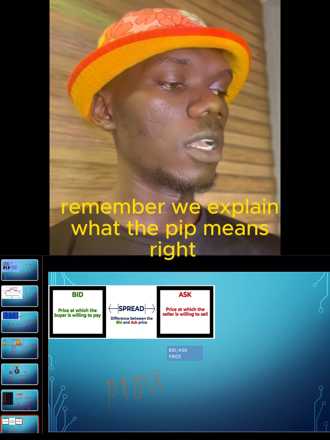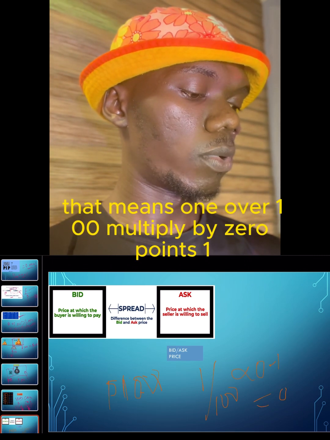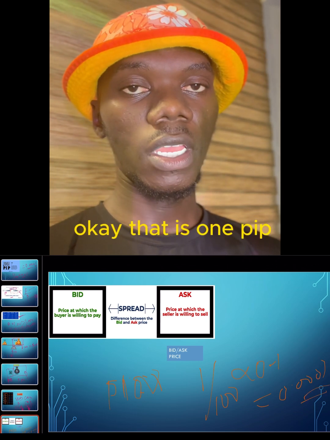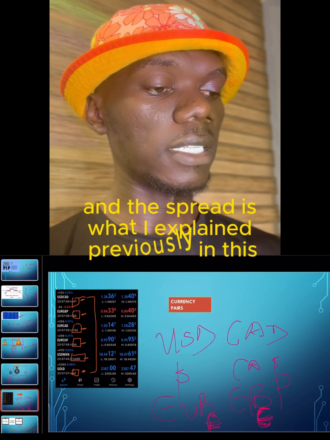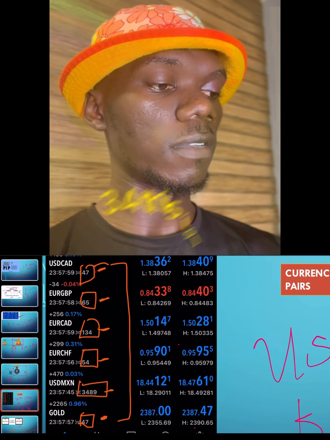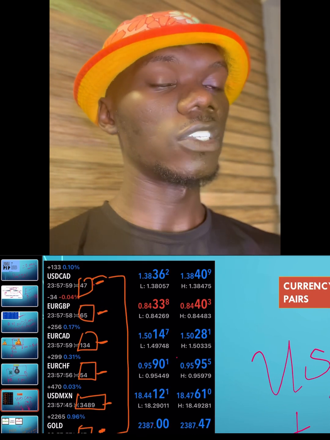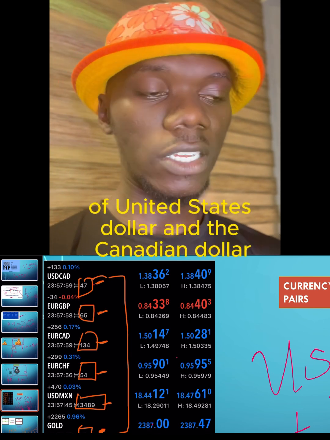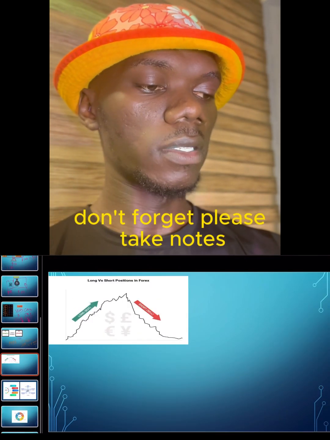And remember, we explained what the PIP means, right? That means 1 over 100 multiplied by 0.1, which is 0.0001. Okay, that is 1 PIP. So the difference between the bid price and the ask price is called the spread. And the spread is what I explained previously, that 47, 65, 134. This is just the difference between the ask price and the bid price of the United States dollar and the Canadian dollar, or the euro with the Great Britain pounds. Don't forget, please take notes.